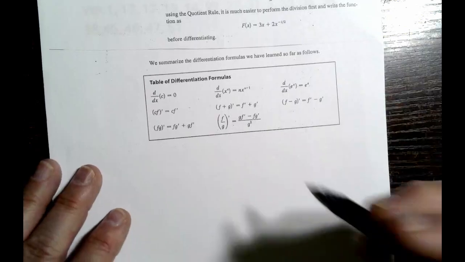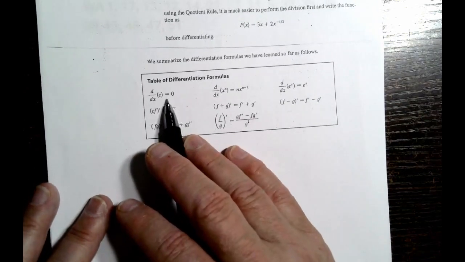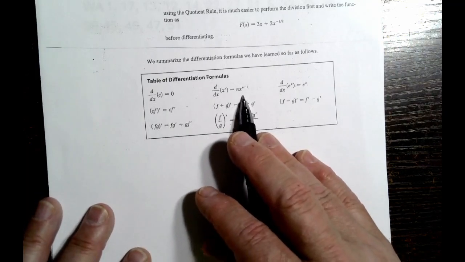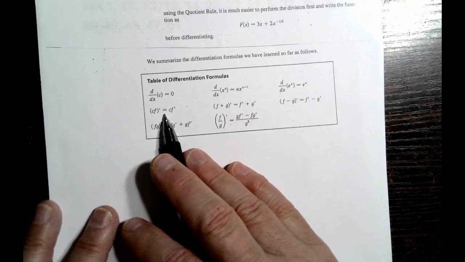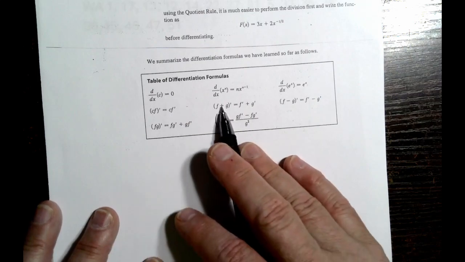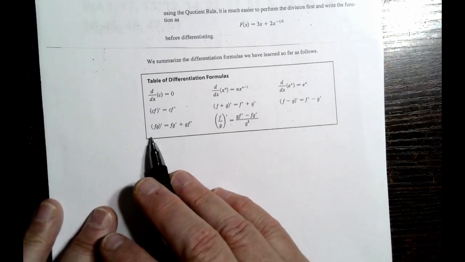Alright, so now here are the many different differentiation formulas that we know so far. We know the derivative of a constant is 0. We know the power rule. We know e to the x's derivative is e to the x. Constant times the derivative is just the derivative times the constant. And adding or subtracting, it's each one's individual derivative. And we just learned the product and the quotient rule.